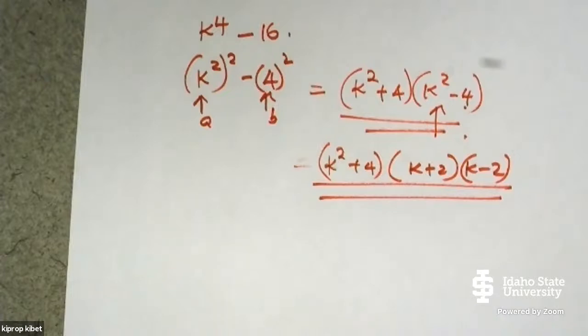So when it says factor completely, just go as far down as you can. Any question after that? Now, if there is no question, then we can go to section 6.5a.